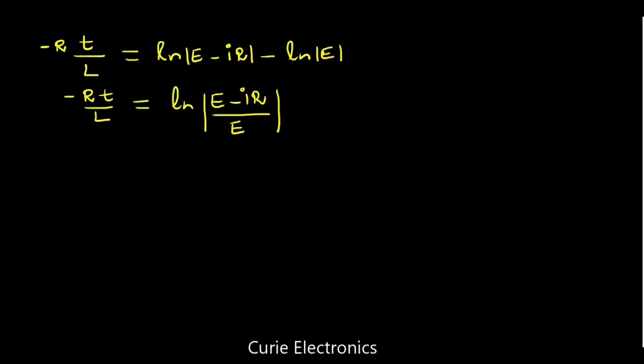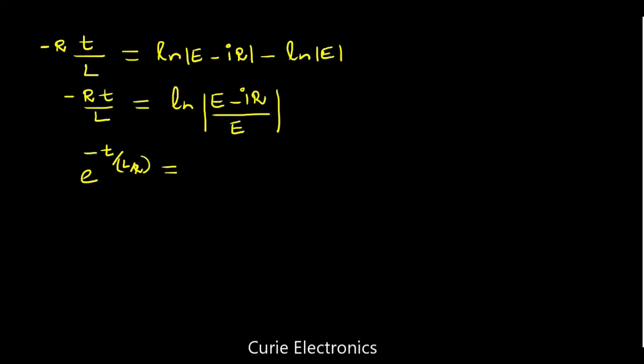Now what is there? We want to cancel this ln. So for that we will take e to the power on both sides. We can write it as e to the power minus t upon L divided by R. I wrote L divided by R to make it in terms of the time constant. Nothing, it's just a division.